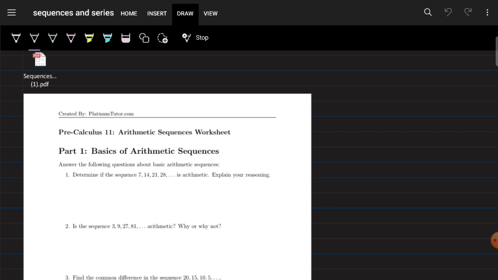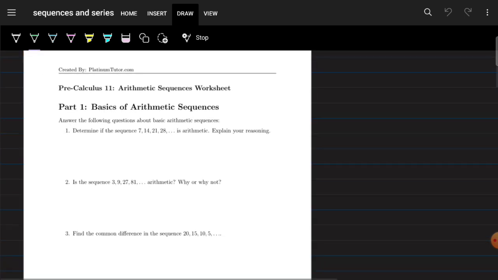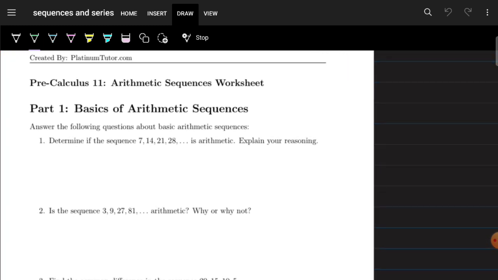I've arranged these problems so that they start from pretty basic stuff and go into more difficult stuff. So the first few problems are going to be fairly simple.